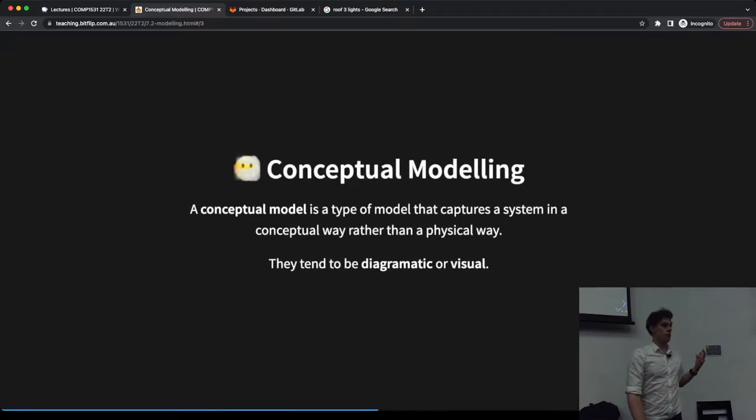Conceptual modeling is where we rule out all those paper planes and boats in a bottle, and we focus more on modeling systems that are done at a conceptual, abstract thought level rather than in a physical way. And these basically are just diagrams and visuals at the end of the day, right? Even though it's in your head, it's always written down.